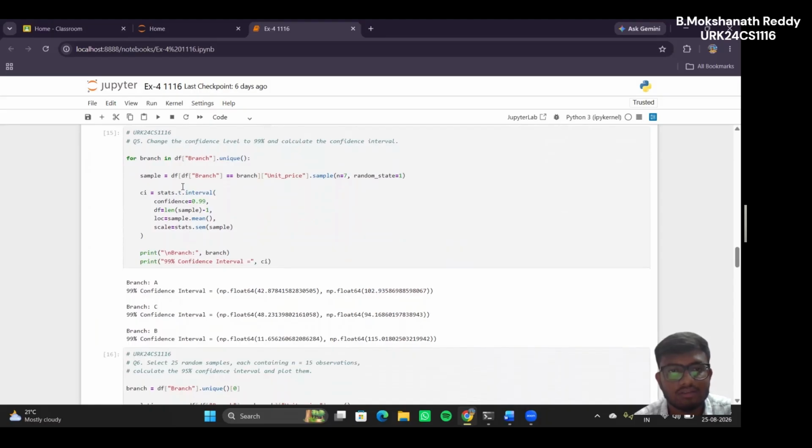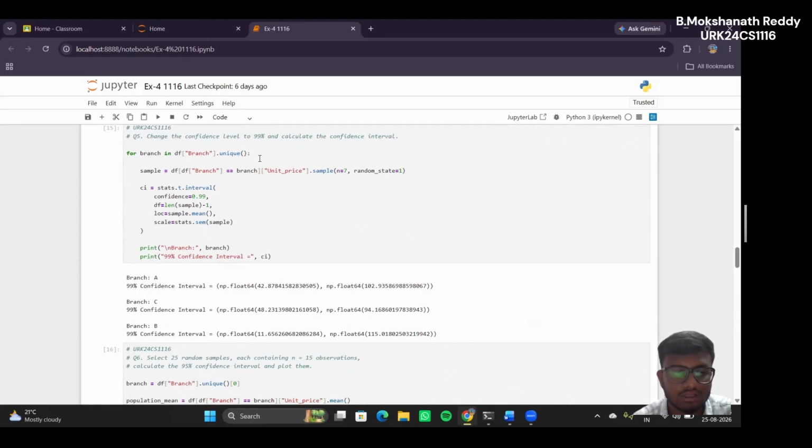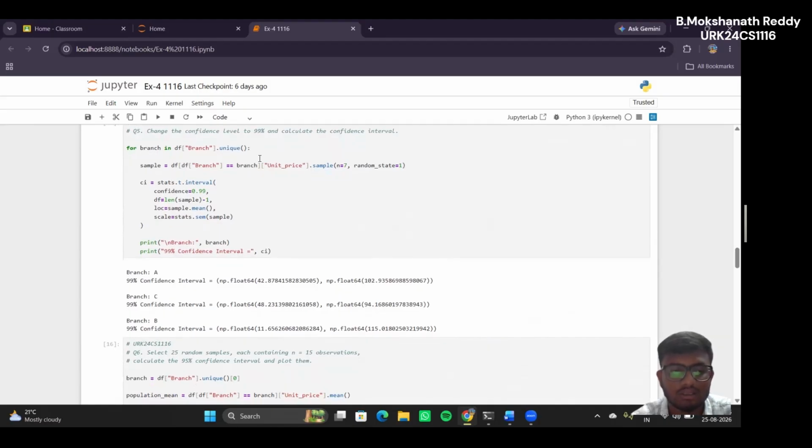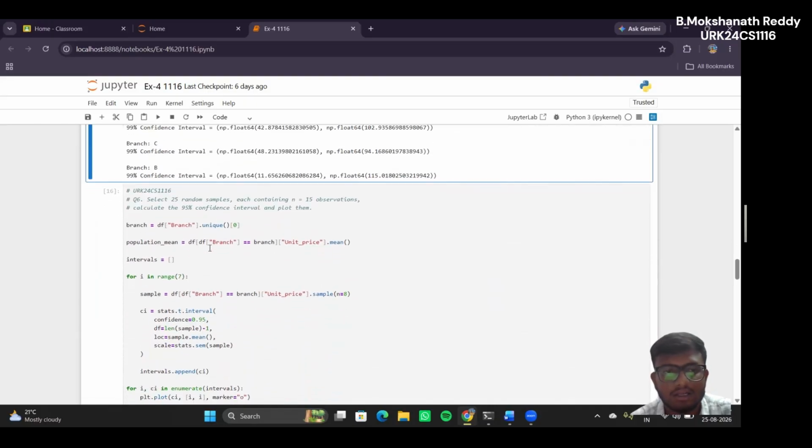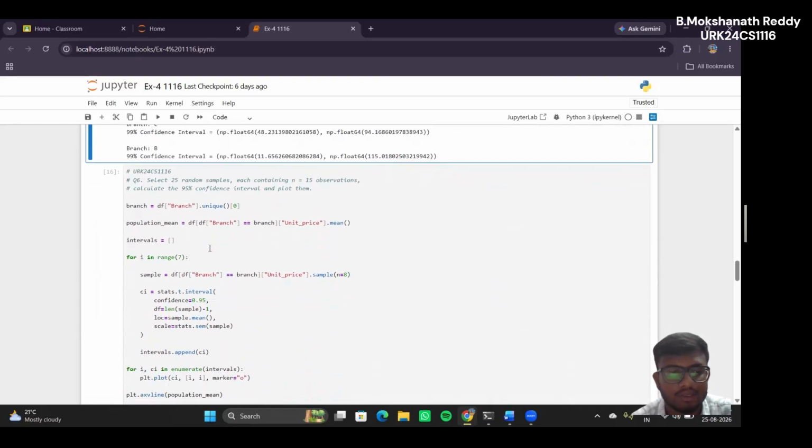Change the confidence level to 99 percent and calculate the confidence interval. This is the same procedure as the fourth question we saw before. The confidence level changes from 95 to 99 percent, and here we see the output is like in the fourth question. And next we'll go to the sixth question.